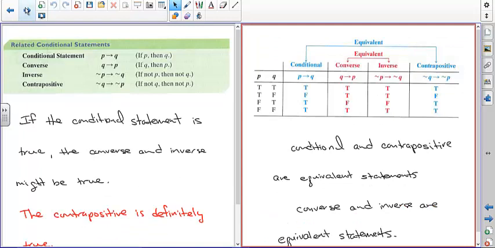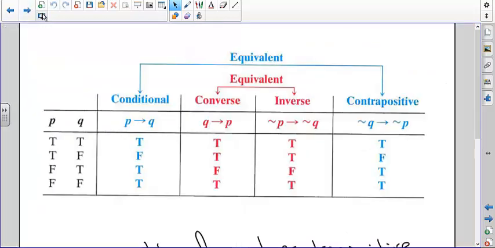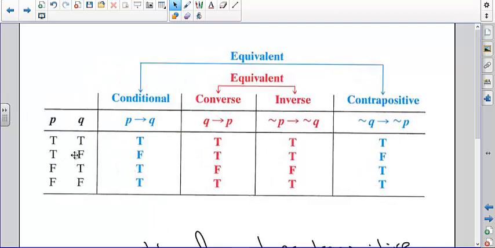Okay, so we'll skip that. We've already said that. So here's the table that's out of the book. So here's our possible values of truths and falses, like we normally have in a truth table. Here's the truth results for a conditional statement. It's only false if the first one is true and the second one is false.